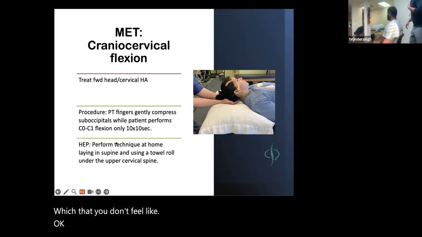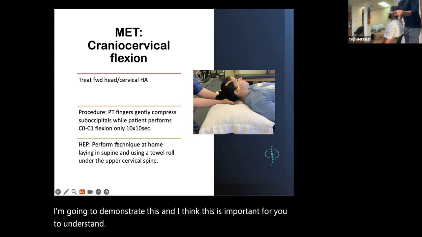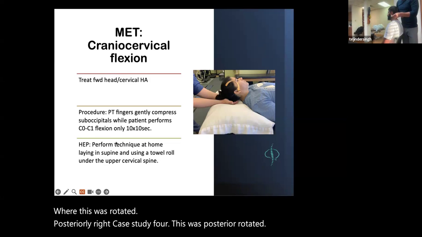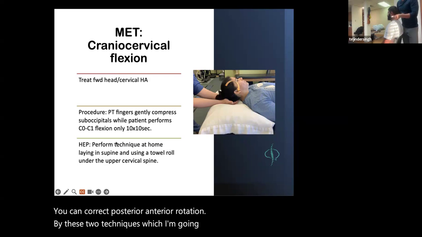Okay, guys. So I think I'm going to demonstrate this, and I think this is important for you to understand. So this is your C1. Consider case study 4, where this was rotated posteriorly, right? Case study 4, this was rotated. Okay. You can correct posterior inferior rotation by these 2 techniques, which I'm going to demonstrate.